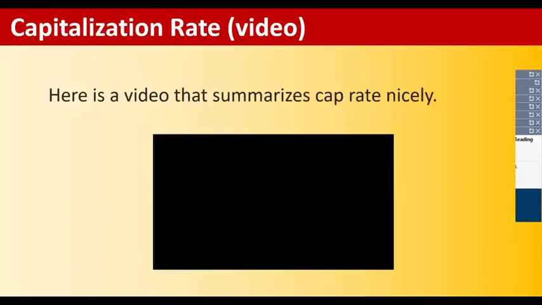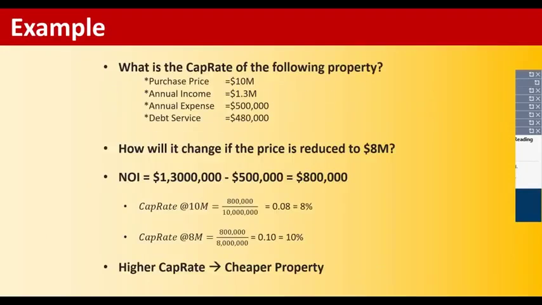Alrighty, let's move on. So here's the example. If the purchase price is $10 million, let me go back and get my pen again. There we go. Purchase price is $10 million, and the annual income is 1.3 million. The expense is 500,000. Your NOI is going to be 1.3 million minus 500,000. So your net operating income is 800,000. Now notice that your debt service is in here, but we're not putting the debt service in the NOI. We do not use debt service when we calculate cap rates.